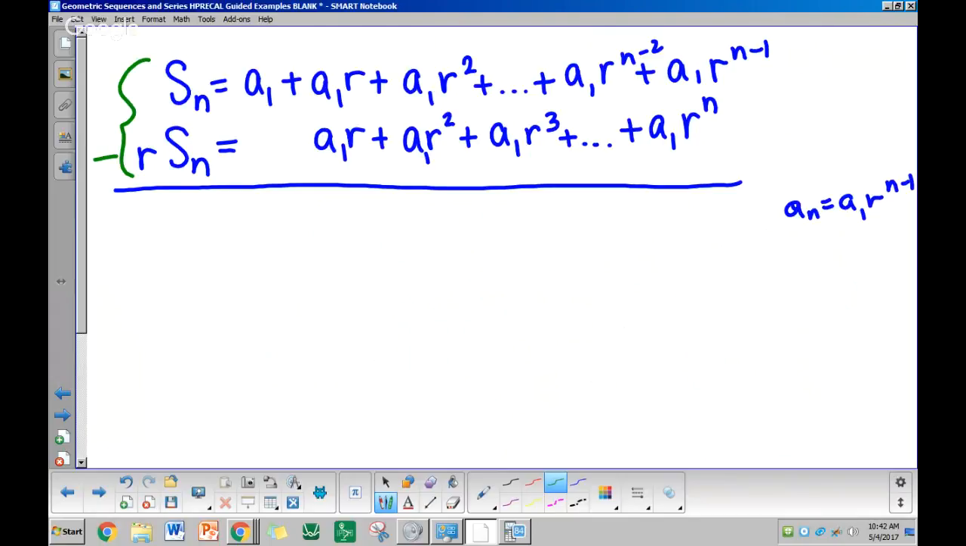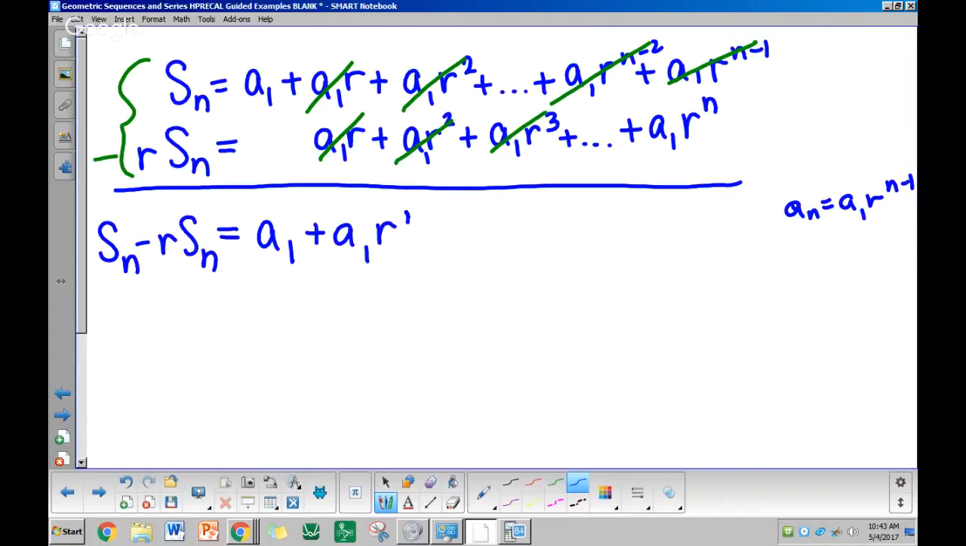Now, was I born knowing that? It's gross, but it's going to turn out to be really nice. What happens is I get S of n minus r S of n equals, well, what happens to all of these terms in here? They all cancel. And this is going to cancel, right? And then this one is going to cancel, and then what's left is this last one. Everything cancels except for the first one and the last one. So we're going to have a sub 1 plus a sub 1 r to the n.